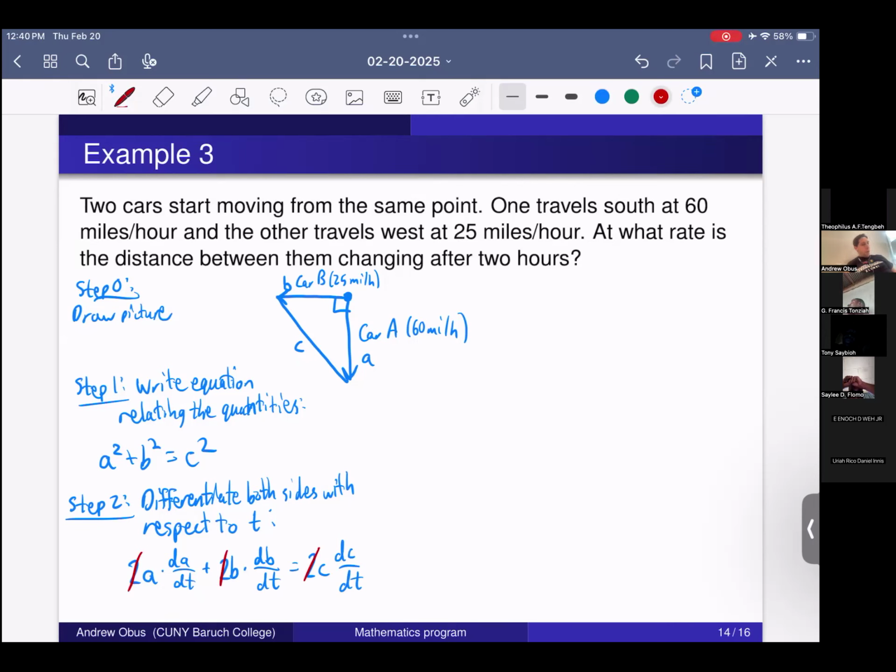Okay. And remember, what is the quantity that we want? Well, the quantity that we want is this, dc dt, right? Because c is equal to the distance between the cars. So c equals the distance between cars. Okay. So the quantity that we want, so step 3, well, we want dc dt, right? So we have to punch in values for everything else.